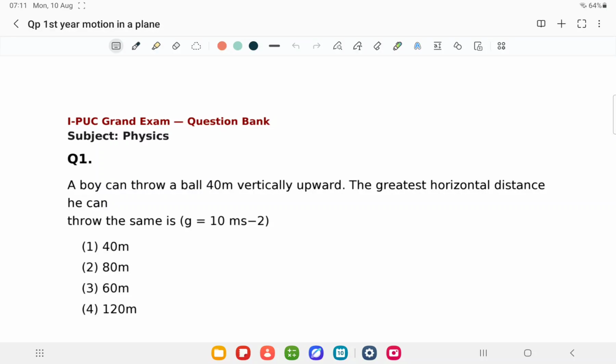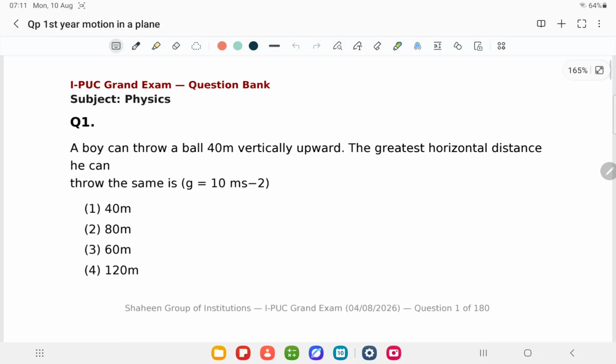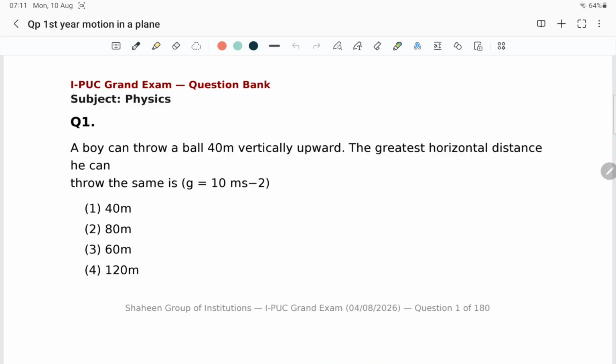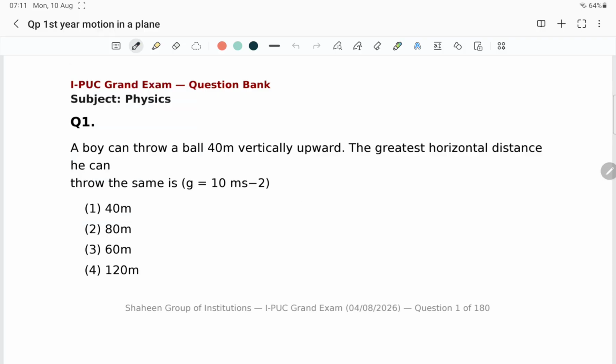We are going to solve the question paper of this week that you have written. So let us go with the first one. What you can do as I am solving is, if it's too fast, you can stop the video, note down the answer, and then go for the next one. Let us go for the first question.